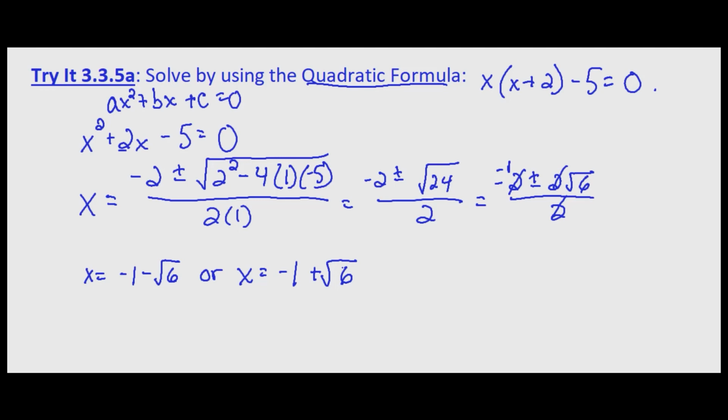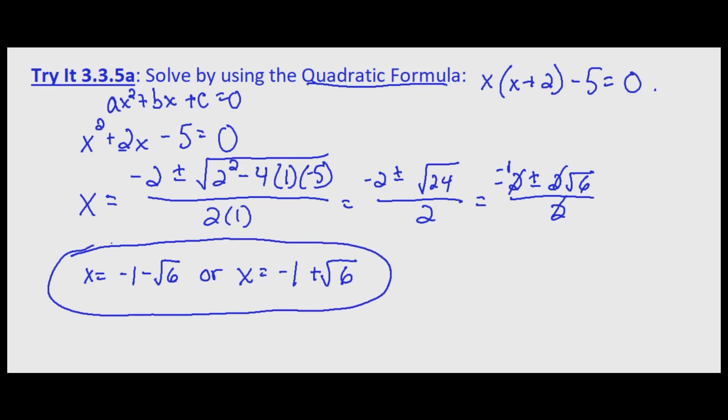And again, we can check those by substituting into the original equation, verifying that it makes a true statement. So when x times x plus 2 minus 5 equals 0, we know that x equals negative 1 minus the square root of 6, or x equals negative 1 plus the square root of 6.